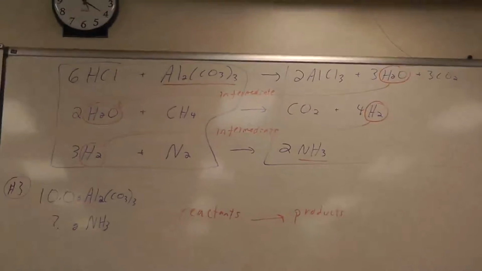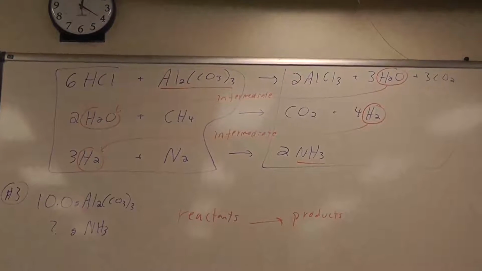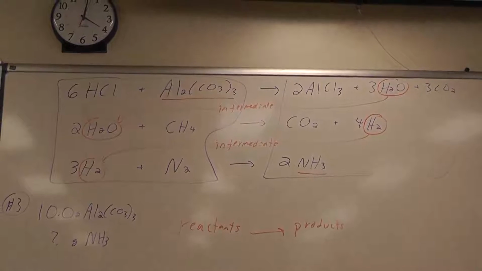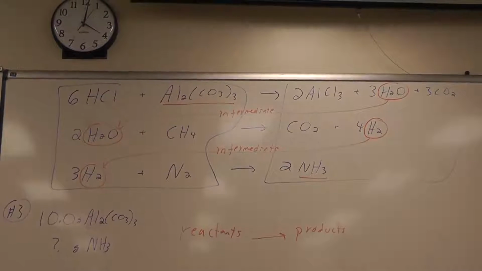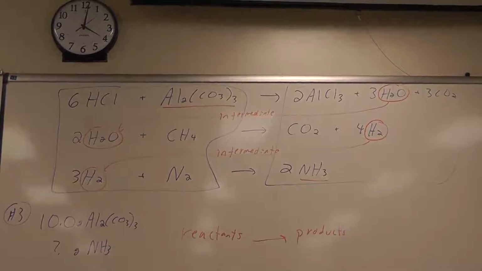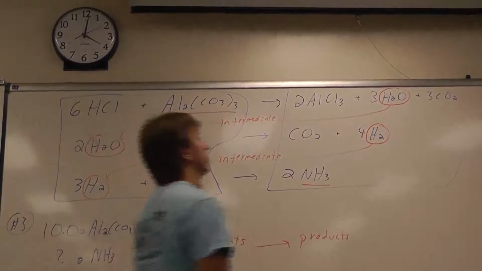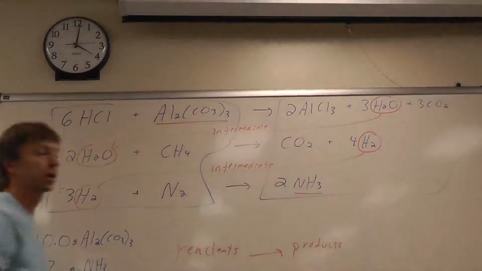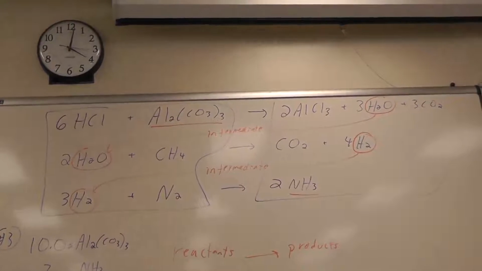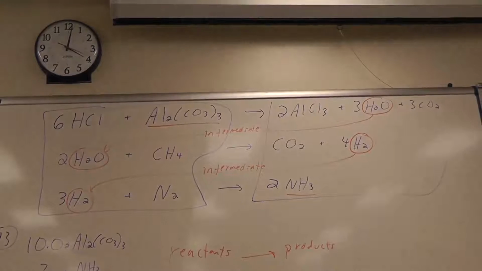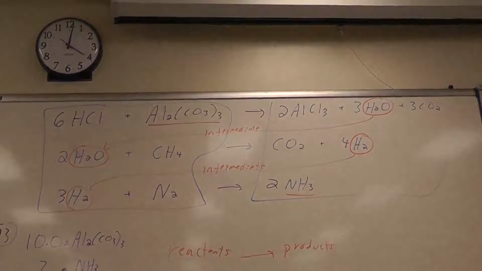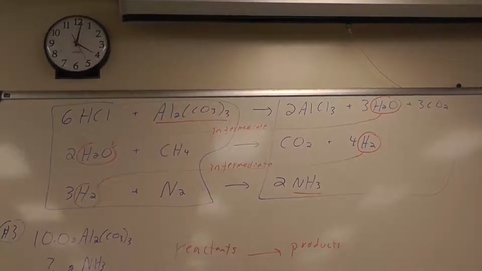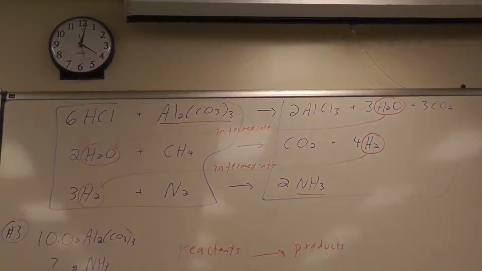How many products do you have? Also 4. Aluminum chloride, CO2. Well, I guess it's more CO2. So 3, right? Aluminum chloride, carbon dioxide, and ammonia. You've got 3 products. It looks like 4 because this one forms carbon dioxide and this one forms some more carbon dioxide. But that's actually just 3 substances, right? Aluminum chloride, carbon dioxide, and ammonia are 3 products. The water and the hydrogen don't count. The water and the hydrogen are intermediates.